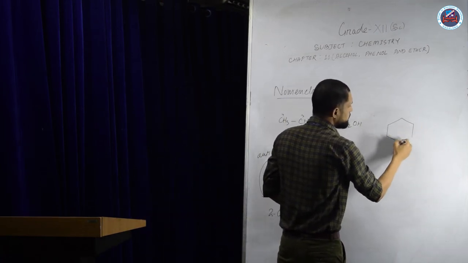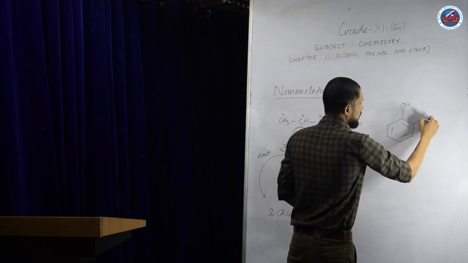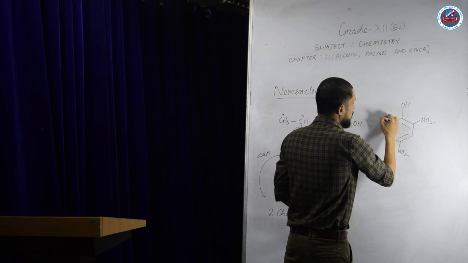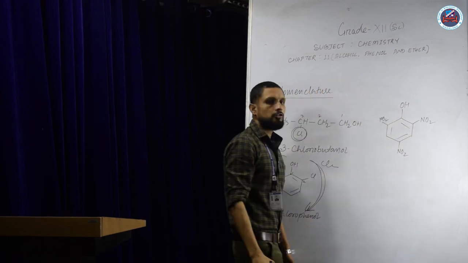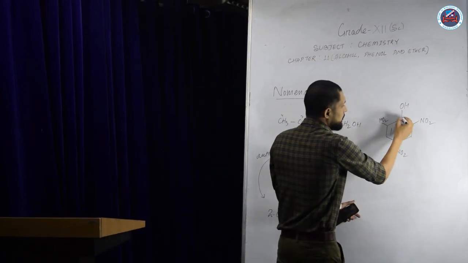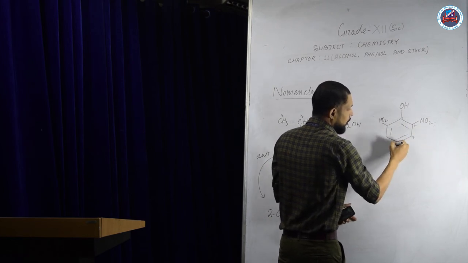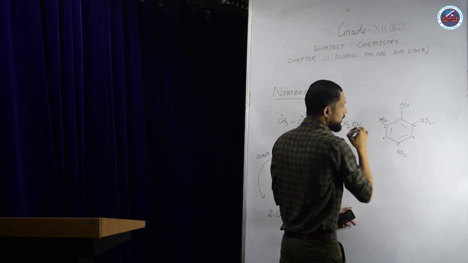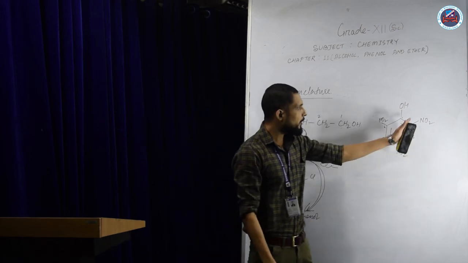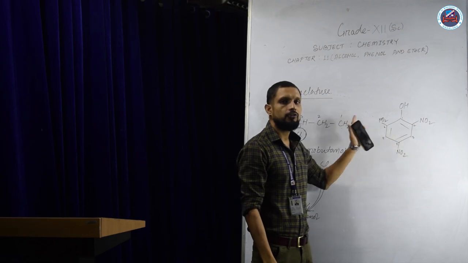Next example, OH, NO2, NO2, NO2. NO2, the substituent name is nitro. Now this is carbon 1, carbon 2, 3, 4, 5, 6. So you have three substituents of nitro present at carbon 2, carbon 4 and carbon 6.